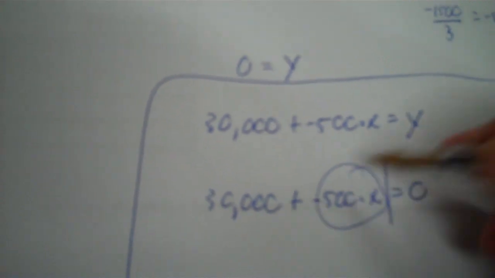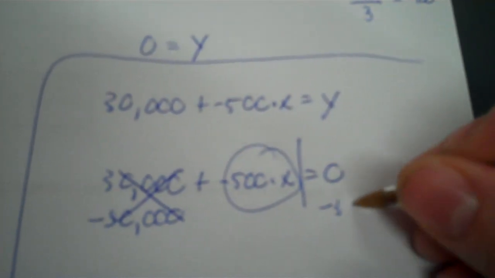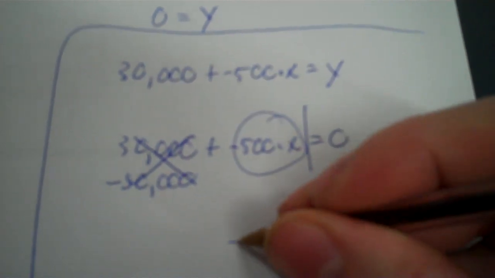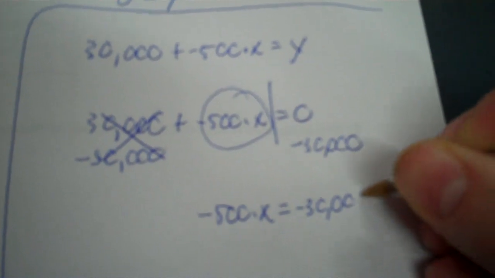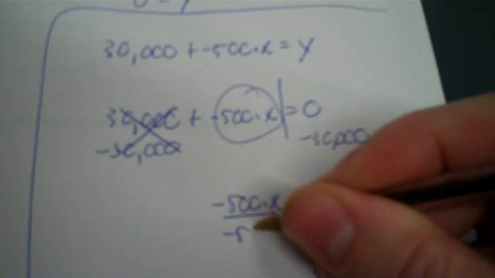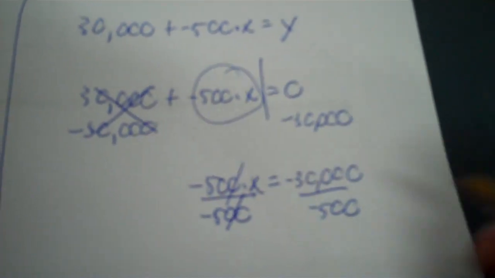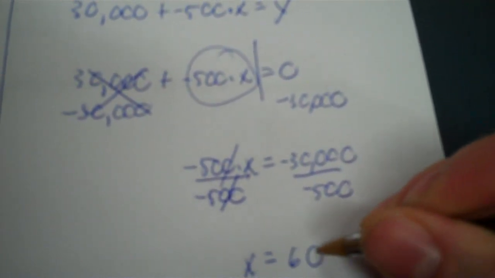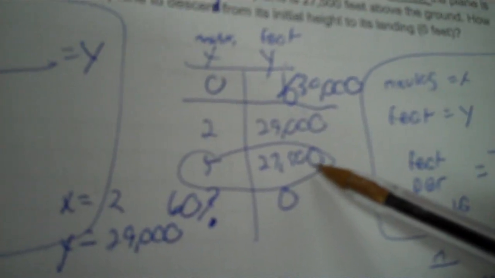Now you got to get the X by itself. You're going to subtract 30,000. Negative 500 times X equals negative 30,000. Then you divide by negative 500 on both sides, and X is going to equal 60. So that would be 60 minutes to get to the ground, 0 feet. I mean, it's quite a ways, but it's also quite a ways from 27,500 to 0.